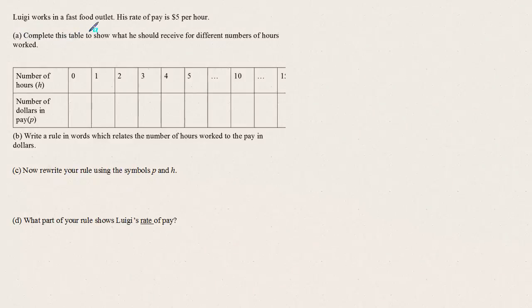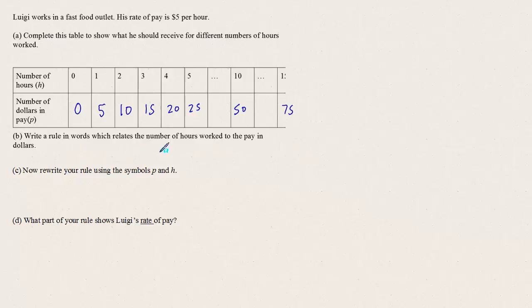Luigi works in a fast food outlet. His rate of pay is $5 per hour. Complete this table to show what he should receive for different numbers of hours worked. He's going to get nothing for no hours, and then 1 hour would give him 5, 2 hours 10, 15, 20, 25. That should be $50, and the 15 off the edge here would be $75.